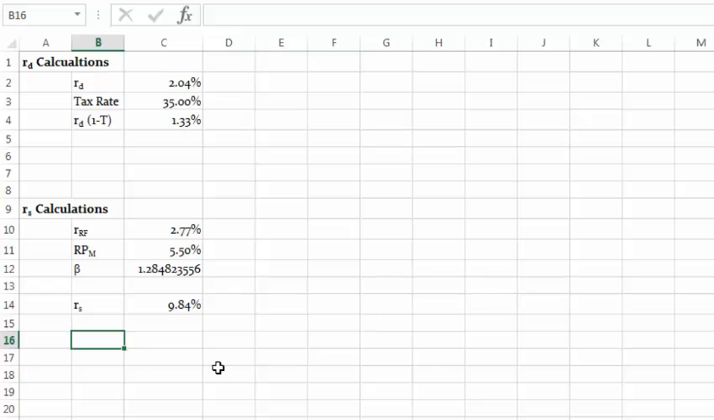And at this point we can do our weighted average cost of capital. So I'm going to say WACC calculation.